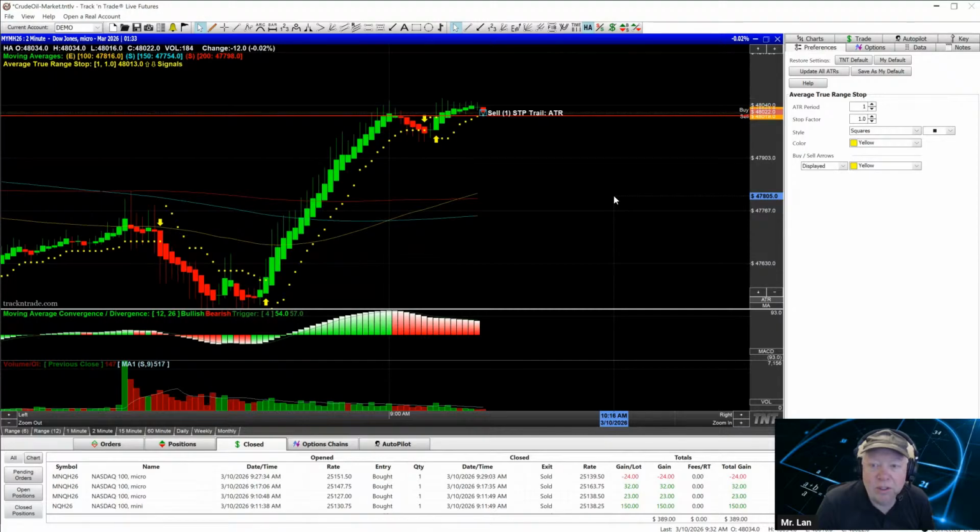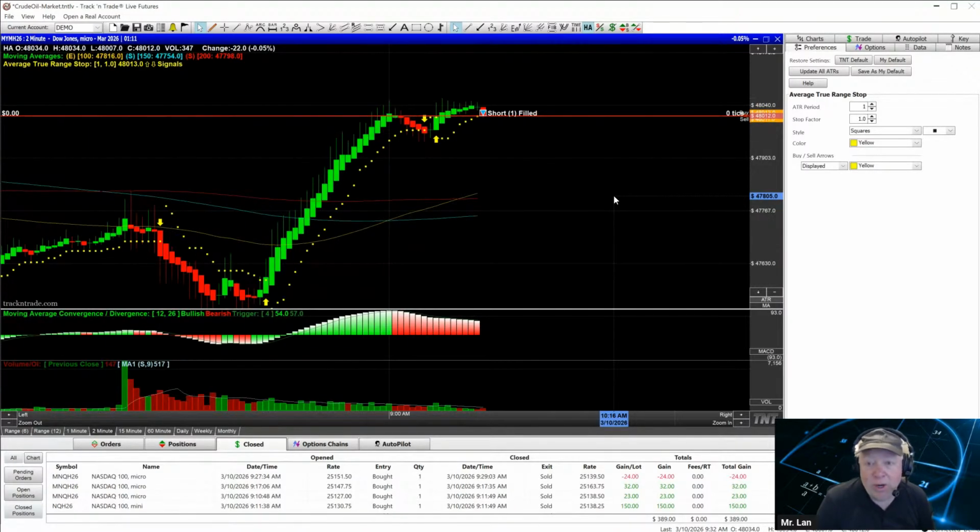And then as soon as it crosses that yellow dot, it will fill our order, and we'll be short the market. Short the market, of course, means we're going to make money when the market goes down. So we'll have to use a buy order to get out because we sold first. All right, there it goes. So it crossed the yellow dots. Now we're going to wait for and anticipate that it continues down.